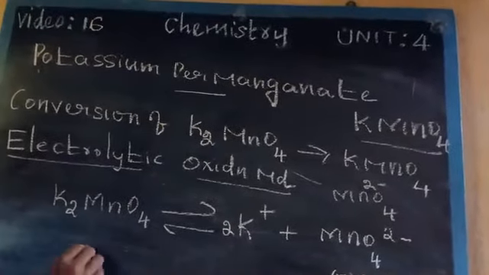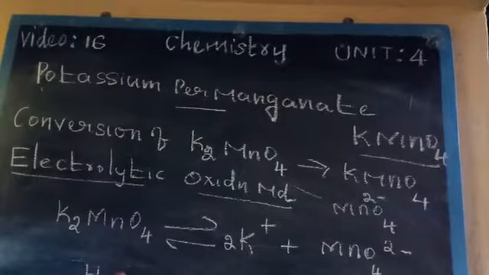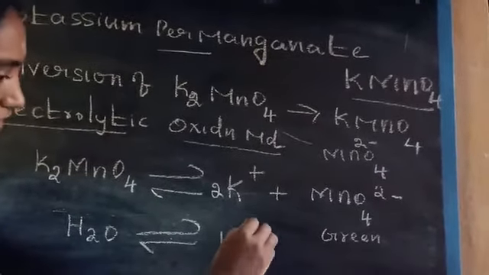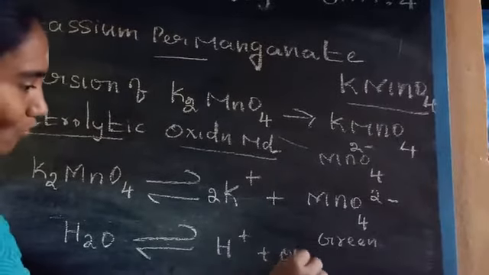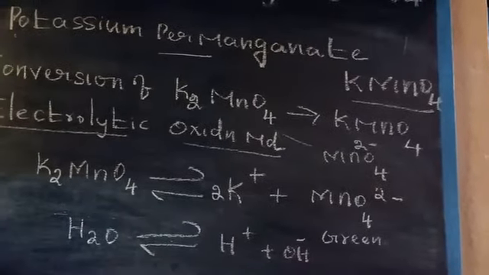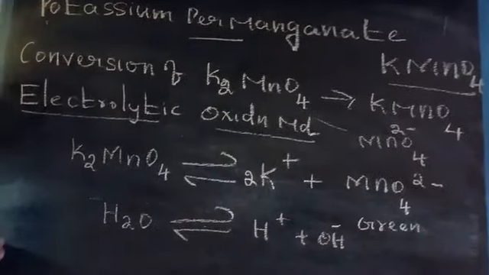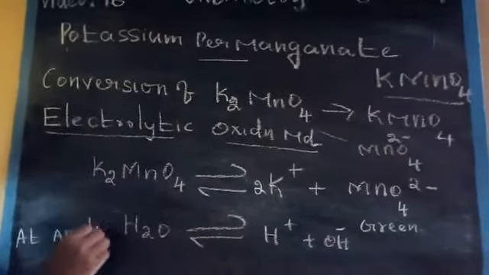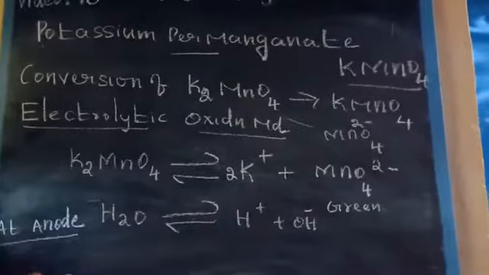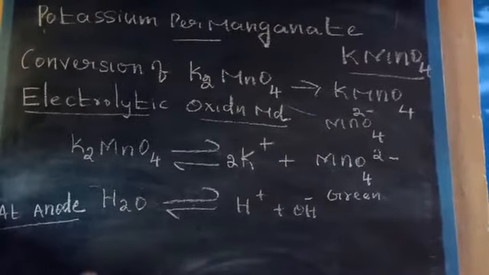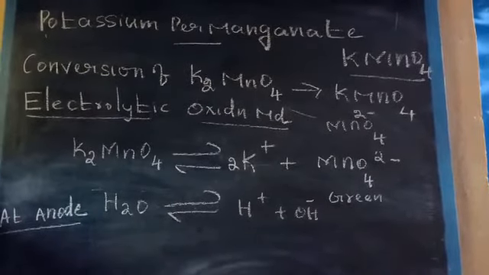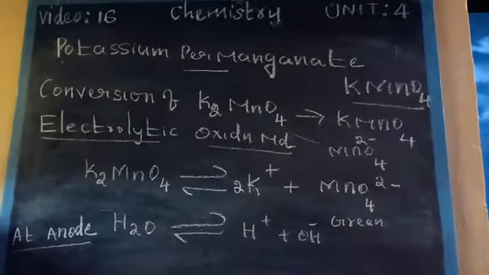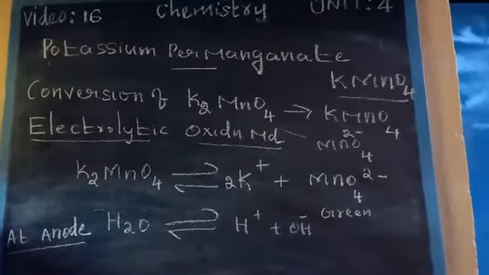Next, the water molecule is used. This also exists in an equilibrium reaction, giving H+ and OH-. Now at the anode. This is the electrolytic process. We know the concept: introduce the cathode and anode and pass the electric current. Now the ions move to their respective electrodes.